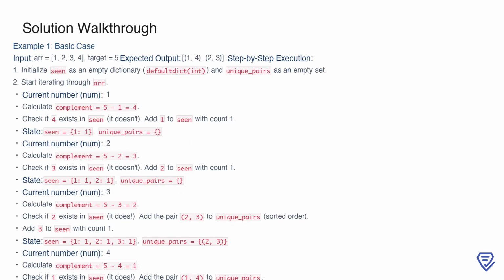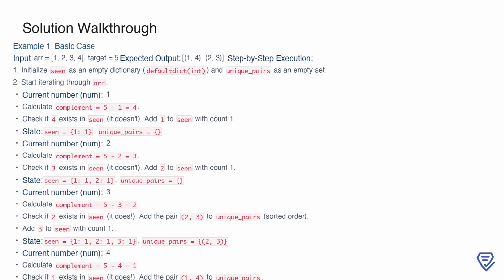Let's start by looking at our first example where the input array is 1, 2, 3, 4, and the target sum is 5. The goal is to find all unique pairs of numbers that add up to this target. We begin by initializing two data structures, a dictionary called seen to track numbers we've encountered, and a set called unique_pairs to store the valid pairs without duplicates.